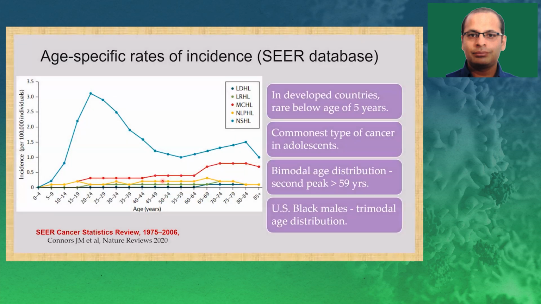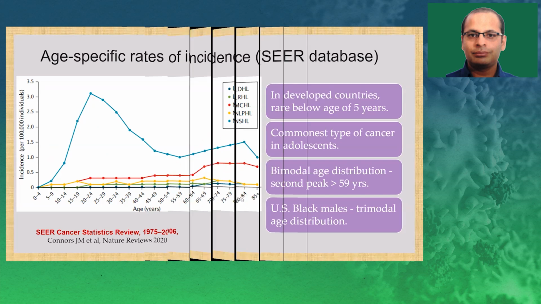Then there are age-related incidence variations, with a peak in the adolescent and young adult group and a late peak in the elderly population. So it's one of the commonest types of cancer in adolescents, with a bimodal peak. In US males, you can see a trimodal peak as well, with a peak in the adult population. Why does this occur? Because the nodular sclerosis type is more commonly seen in the younger population, and mixed cellularity and nodular sclerosis are seen equally in the elder population.